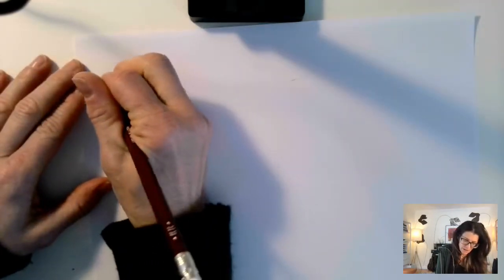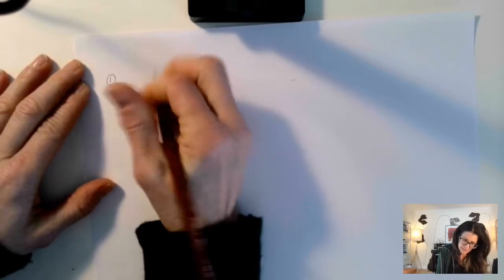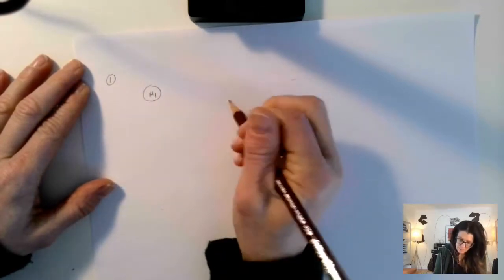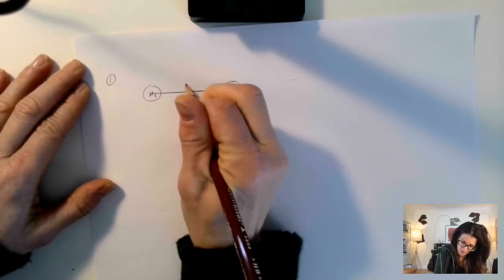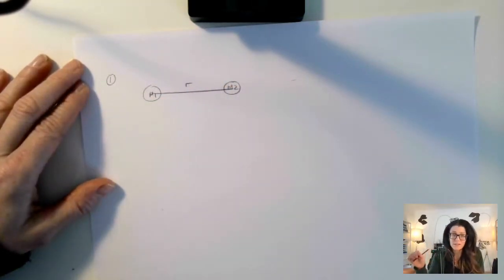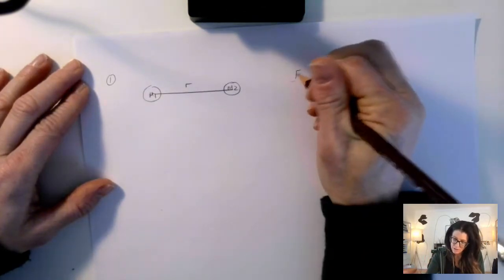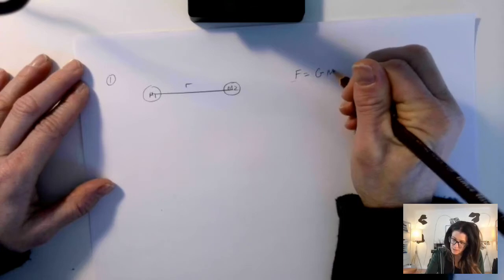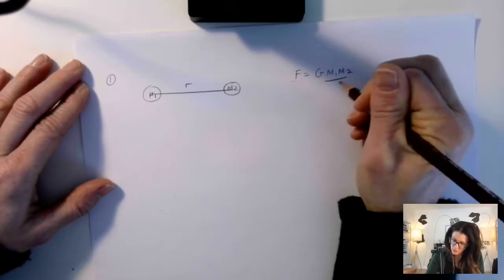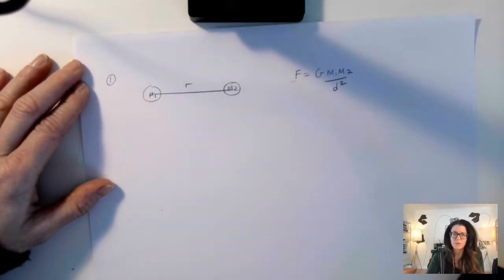Alright, the first one is what we already know, that if we have two masses, let's say m1 and m2, separated by a distance r, and that's the center-to-center distance, and we'll say more about that later, the force between them is equal to big G, universal constant, times m1 times m2 over the distance between them squared.